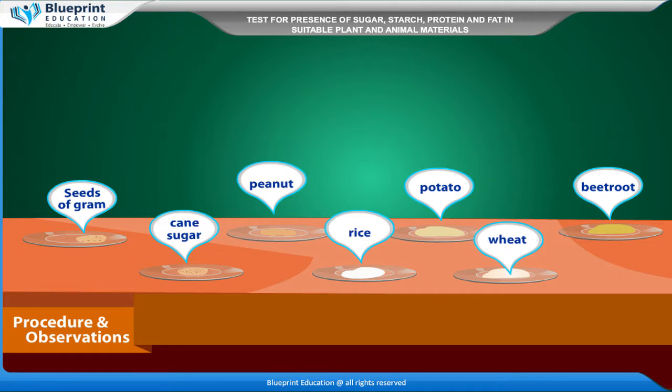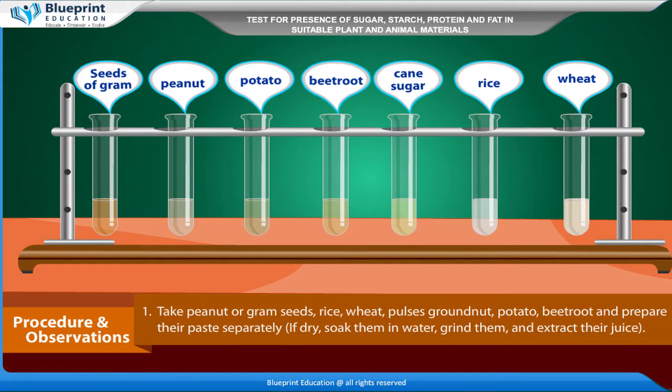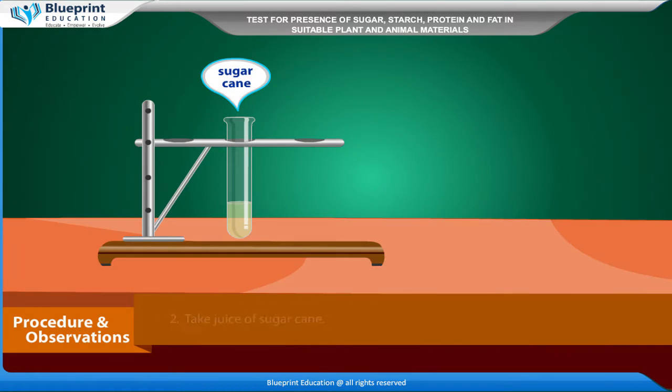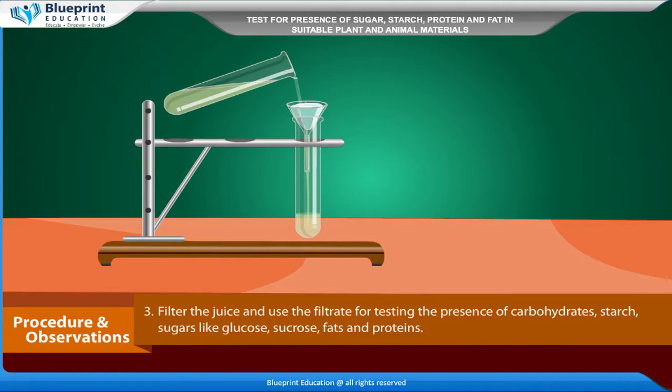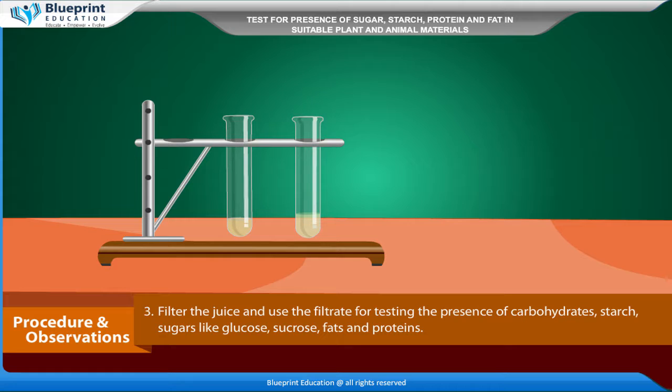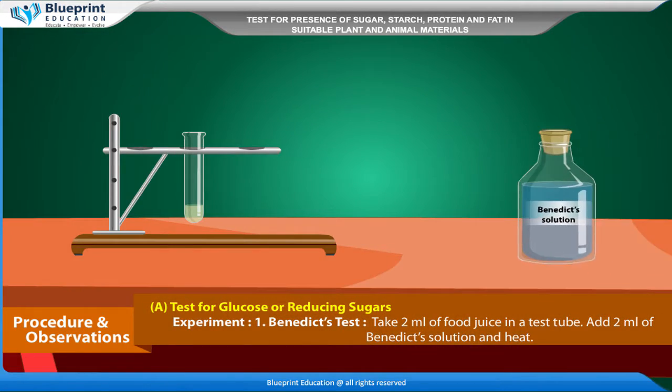Procedure and observations. Take peanut or gram seeds, rice, wheat, pulses, groundnut, potato, beetroot and prepare their paste separately. If dry, soak them in water, grind them and extract their juice. Take juice of sugar cane. Filter the juice and use the filtrate for testing the presence of carbohydrates, starch, sugars like glucose, sucrose, fats and proteins. Test for glucose or reducing sugars.